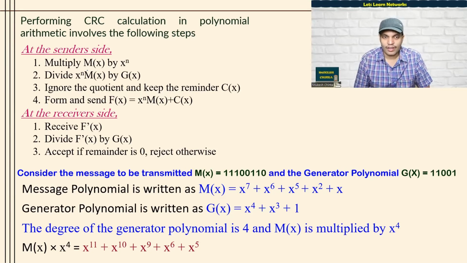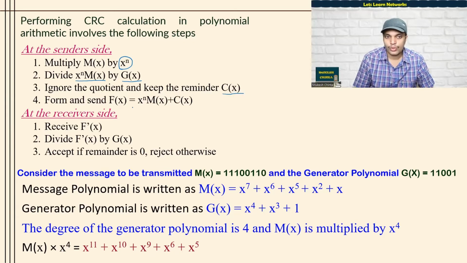At the sender side, first take m of x and multiply it with x power n, where n is the degree of the generator polynomial. Then whichever data you got, x power n into m of x, you divide it by the generator polynomial g of x. Ignore the quotient and keep the remainder c of x. Then you send the data as x power n into m of x plus c of x. Now to implement this, I have taken an example.